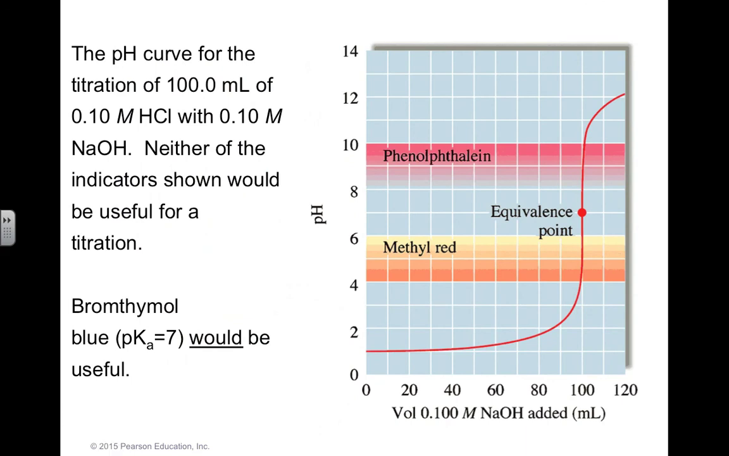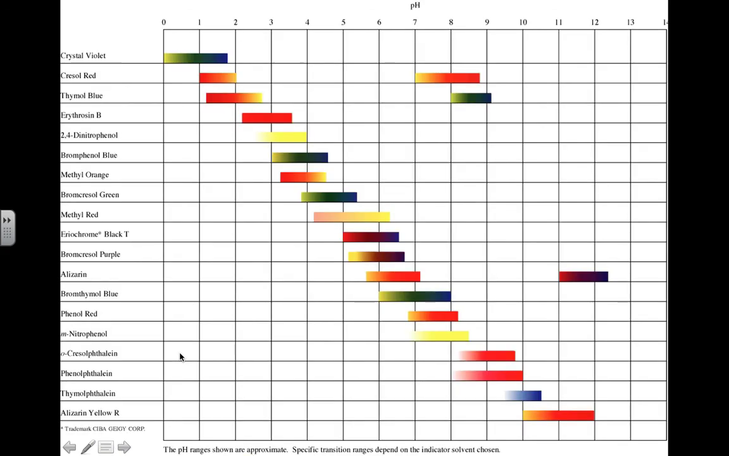And then this is the pH curve. Notice that neither of these indicators would be useful at this equivalence point. Phenolphthalein changes too high, methyl red changes too low, so we would have to pick something right in the middle. And so if we want the equivalence point to be right at 7, bromothymol blue, which has a pKa of 7, would be useful.